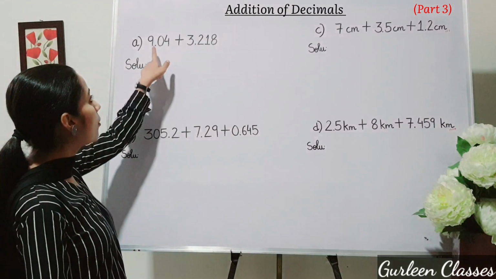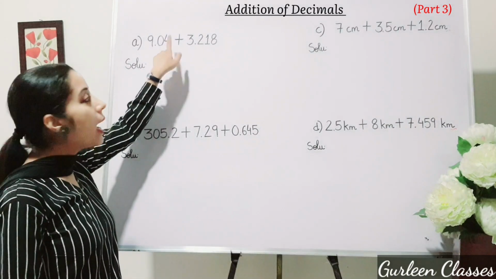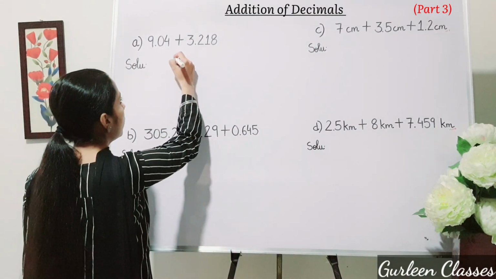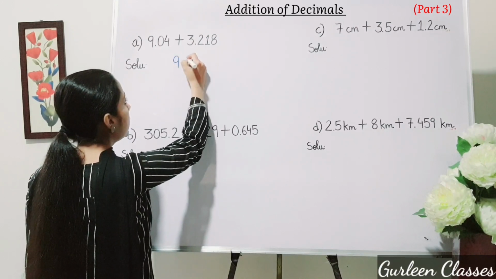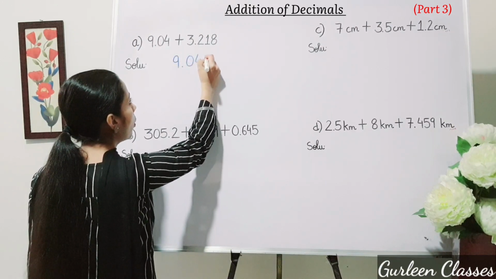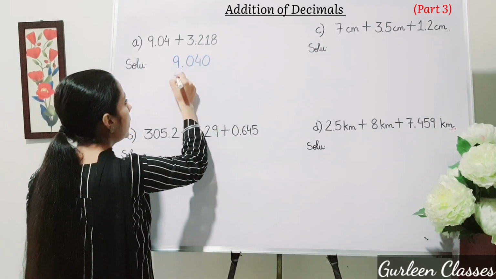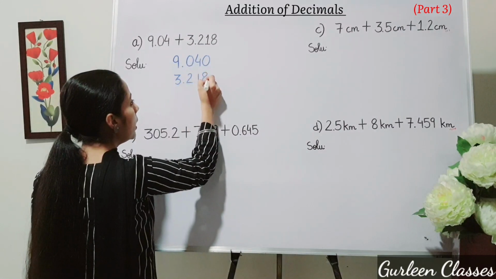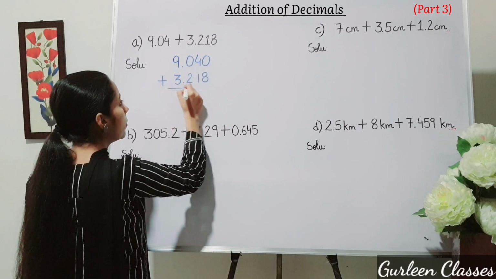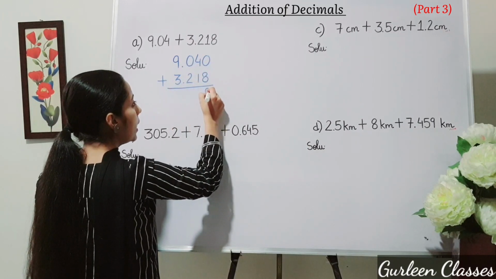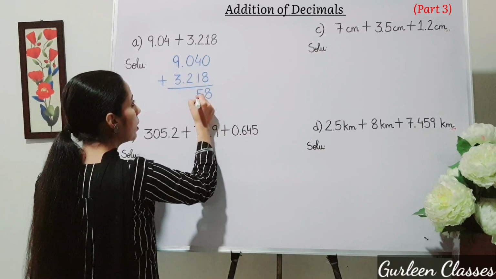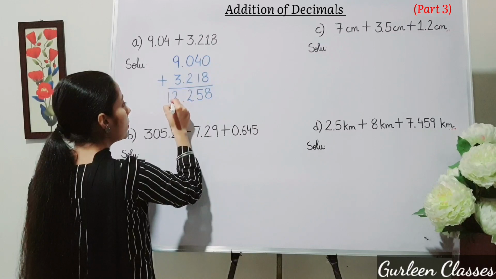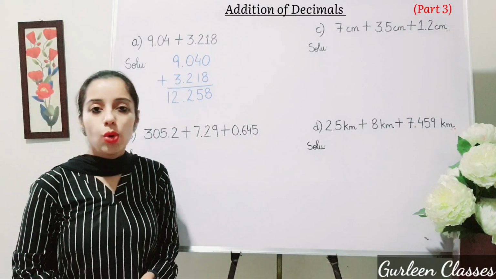So here you can see after the decimal point there are 2 digits, and here after the decimal point there are 3 digits. So now let us place 0: 9.040 and here it will be 3.218. So now let us add them. 0 plus 8, 8; 4 plus 1, 5; 0 plus 2, 2; 9 plus 3, 12. So the answer is 12.258.